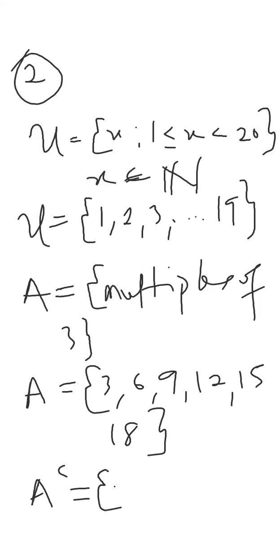So we can list them out as 1, 2, 4, 5, 7, 8. Then we talk about 10. 10, I can list on 10, 11, 13, 14, 16, 17, and 19. Those are A complement. So in this case now, I will just put dot, dot, dot. I'll probably stop at 19. Look at what I will do for you now.